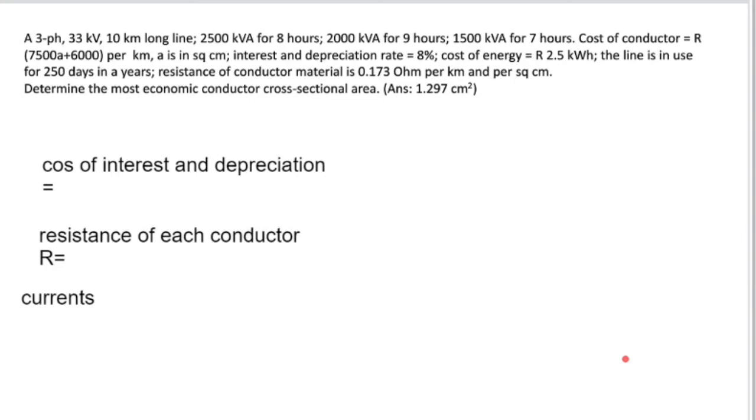So I'm coming back to Umeshan's question. Won't we convert the 10 kilometer to centimeter? We don't need that, because you just go to what is written here. Resistance of conductor material is 0.173 ohm per kilometer. So it's per kilometer already given, and that's why you can use 10 directly for a 10 kilometer long line. Does it make sense?